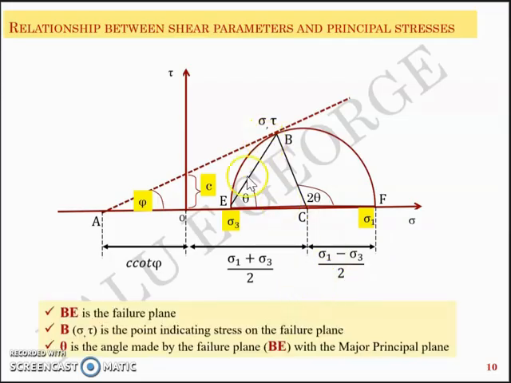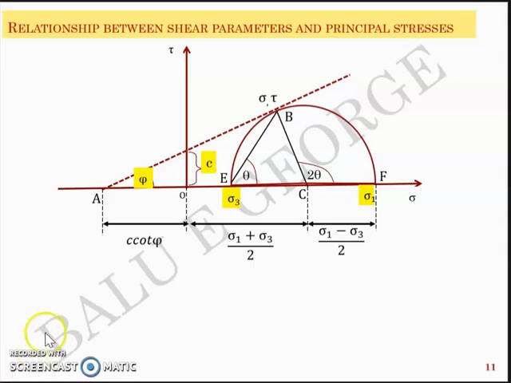And BE, the line BE, is the failure plane represented in the Mohr circle, and B is a point indicating the stress on the failure plane, the actual failure plane. So B with the coordinates sigma and tau represents the failure plane of the actual cylindrical sample, and theta is the angle made by the failure plane BE with the major principal plane.